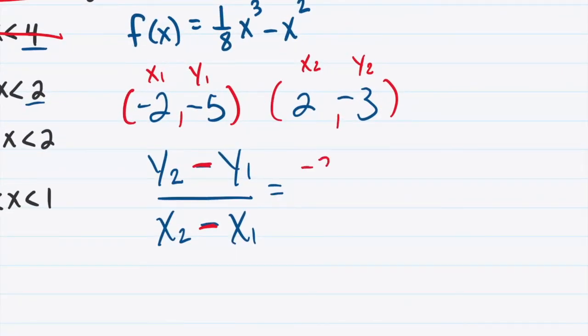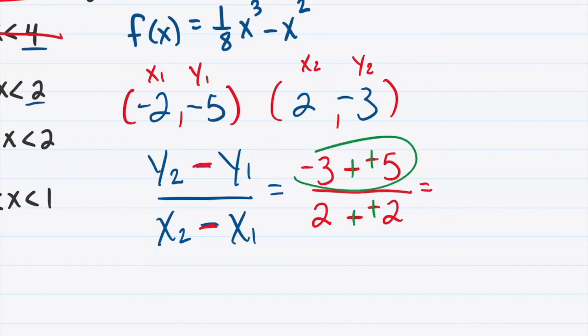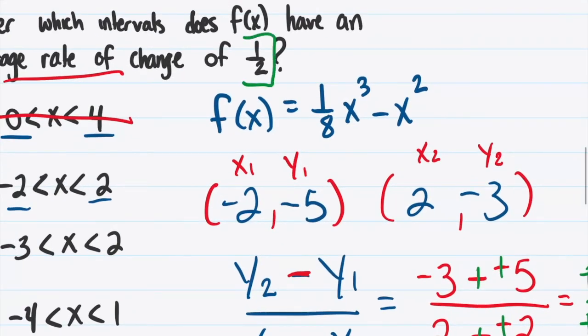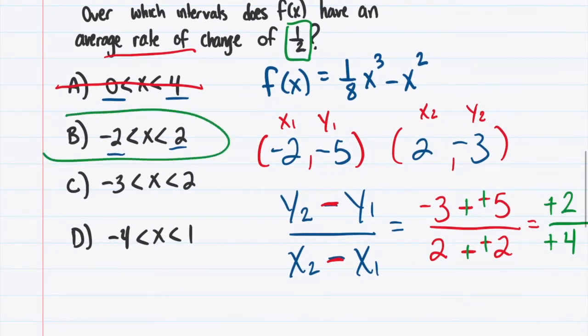And let's plug it back in. My y2 is negative 3, there's a minus in the formula, my y1 is negative 5. Be careful there. Over x2 is 2, there's a minus in the formula, and my x1 is negative 2. So what happens when negative times a negative? That becomes a positive. What's negative 3 plus 5? That will be a positive 2. What's 2 plus 2? That will be a 4. And guys, a positive 4. Could I reduce that by 2 and get 1/2? And guess what I just found? I found the slope I was looking for. So my answer was actually letter B.